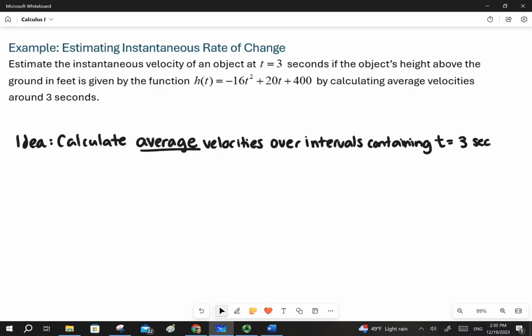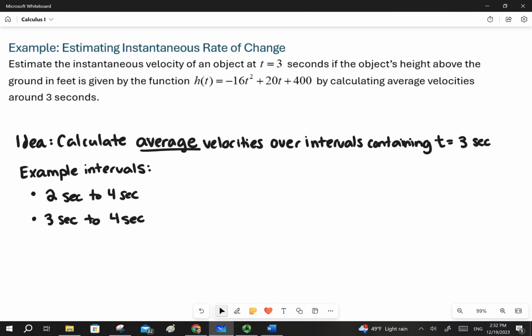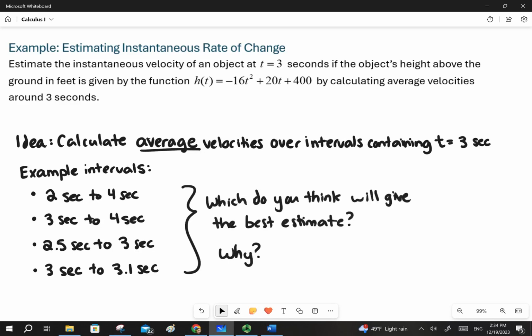For example, any of the following would be reasonable estimates for instantaneous speeds at 3 seconds. We could look at the average velocity from 2 seconds to 4 seconds, or the average velocity from 3 seconds to 4 seconds, or from 2.5 seconds to 3 seconds, or even from 3 seconds to 3.1 seconds. It's impossible to know which of these will give the closest estimate to the true instantaneous speed at 3 seconds without doing further calculations, but what do you think will give the best estimate? And why do you think that?